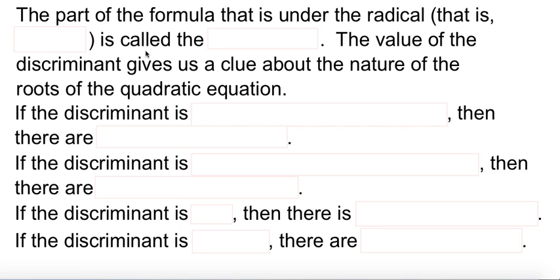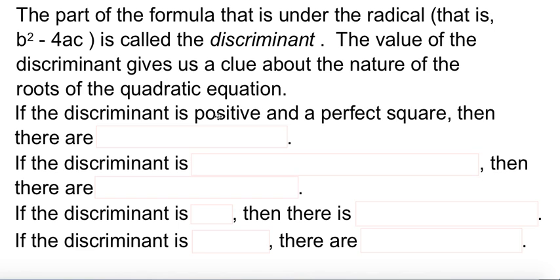Now we have one other idea we need to talk about, and that's the discriminant. The discriminant is the stuff that's under the square root, specifically b squared minus 4ac. Okay, not taking the square root of it, just that number. Okay, in the last problem, it came out to negative 4. That's your discriminant. And the discriminant gives us a clue about what kind of roots we have.